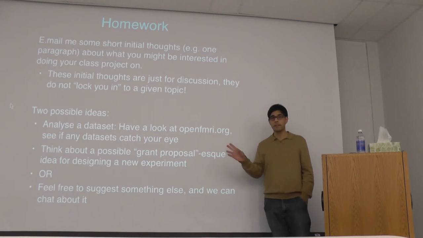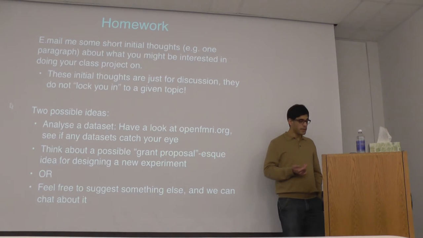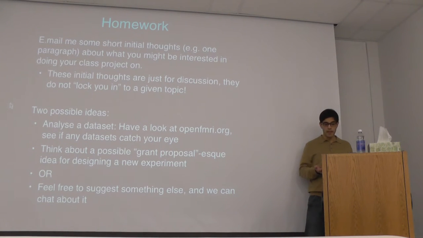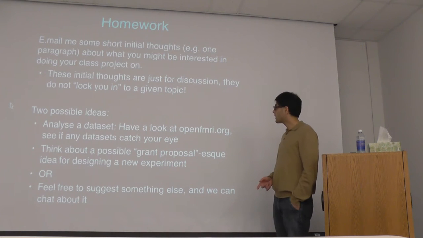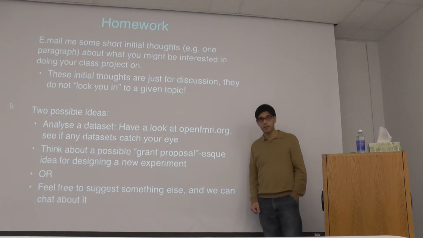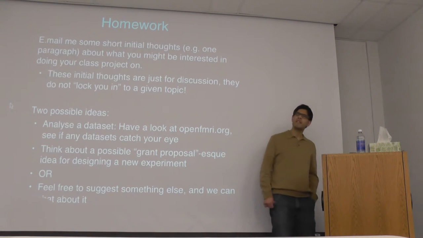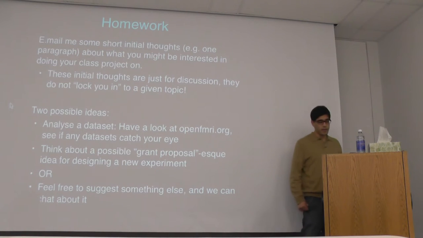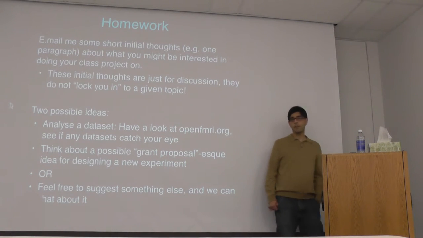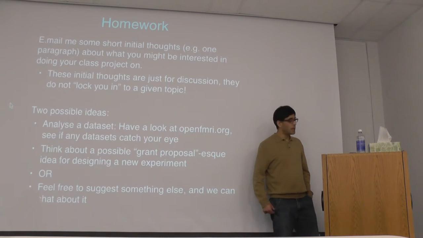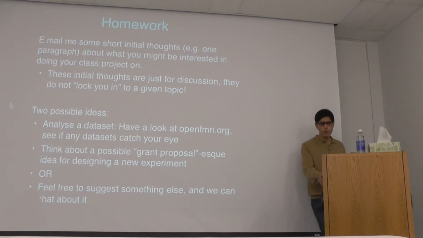There are two main directions this could go. One is to analyze a data set, and as I mentioned before, I would definitely encourage you, as part of the homework, to have a look at the website openfmri.org. I think there are maybe 10 data sets on there at present, so see if any of them catch your eye. One of them is the Haxby data set that we already started to look at a little bit. Others are from more neuroeconomics-type tasks, others from decision-making. Many of them are from the lab of my former postdoc advisor, Russ Poldrack, who has been quite pioneering in this whole open data sharing movement in fMRI, which I think is a very good thing.